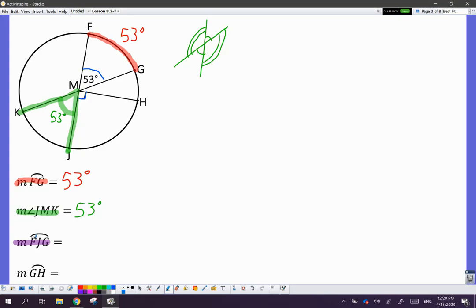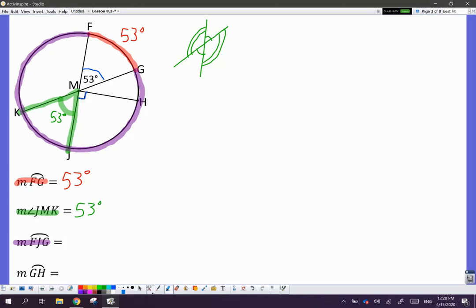So I need to find the path that these 3 points are telling me to take. I'm going to start from point F, go to point J, and finish at point G. So let's find those on the circle. Here I have point F, here I have point J, and over here is point G. So that means that I'm going this way, starting from point F through point J and finishing at point G. So there's my major arc.